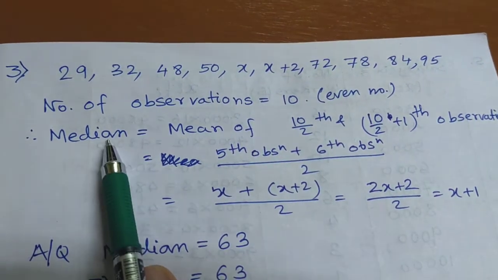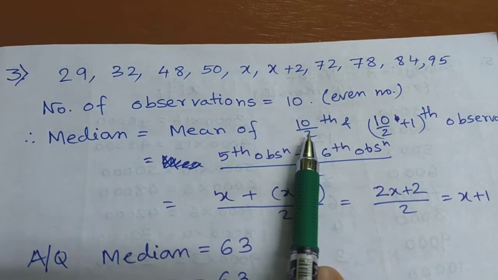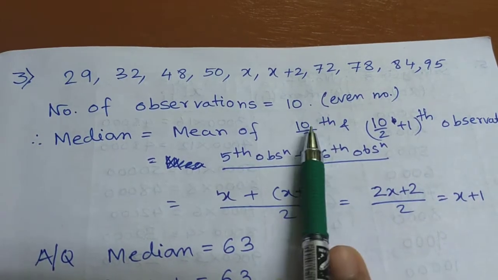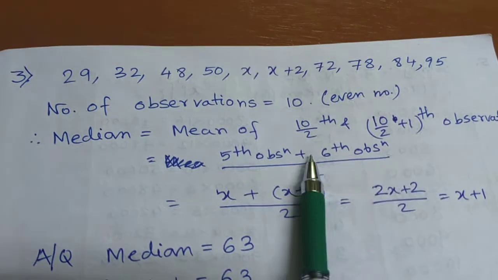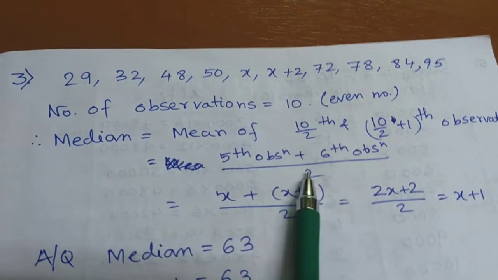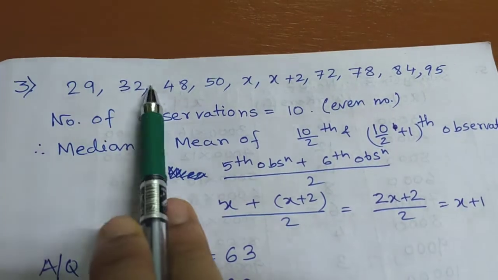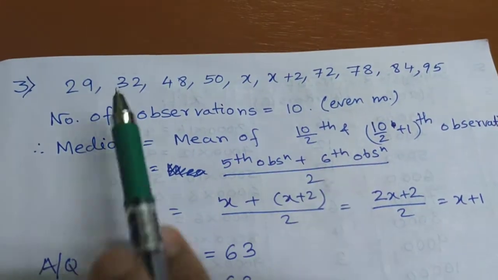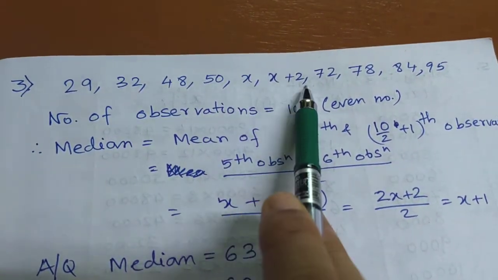So median will be the mean of the n by 2th observation and the n by 2 plus 1th observation. So 10 by 2 is the 5th observation and 10 by 2 plus 1 is the 6th observation, and mean means divided by 2, that is the average. What is the 5th observation? First, second, third, fourth, fifth. 5th observation is x. What is the 6th observation? 6th observation is x plus 2.